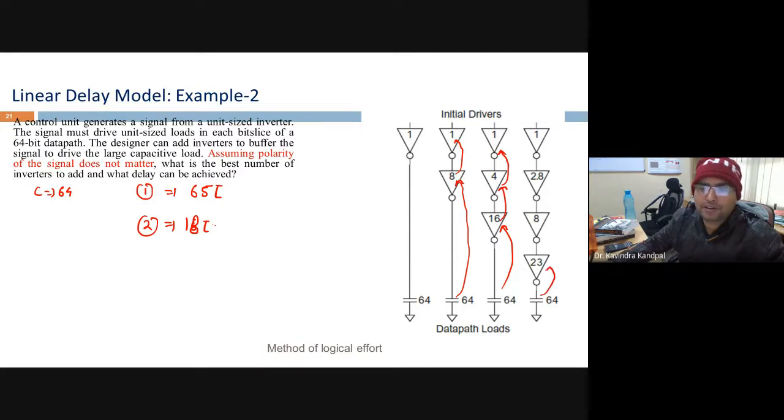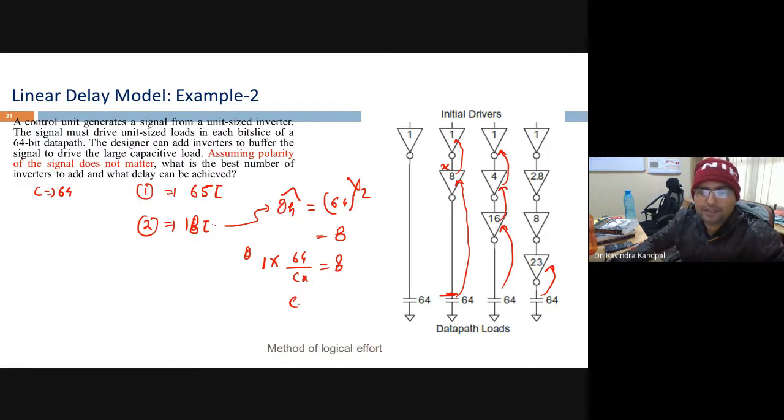You can cross check. For example, in this case, what was the F? Sorry, what was the GH cap? For case number 2, the GH cap was how much? 64 to the power 1 by 2, that is 8. So GH cap, G happens to be 1. So 1 into H cap, which is 64 divided by, let's say this capacitance is CX, is supposed to be 8. Am I getting CX equal to 8? This value?